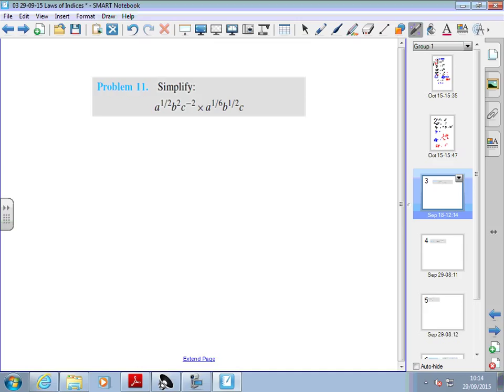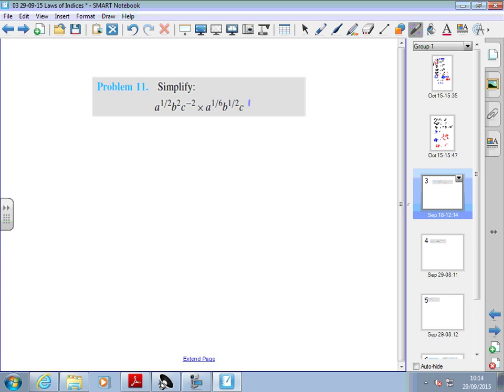Simplify that. So to do this I would have to add up the powers of all the ones where the base is the same. So the a's, I can add the powers. What's a half plus a sixth? So I need to be able to add fractions. Base is b, I can add the powers. What's 2 plus a half? C to the minus 2 times c, I add the powers, remembering that if there's no power that means c to the power 1.